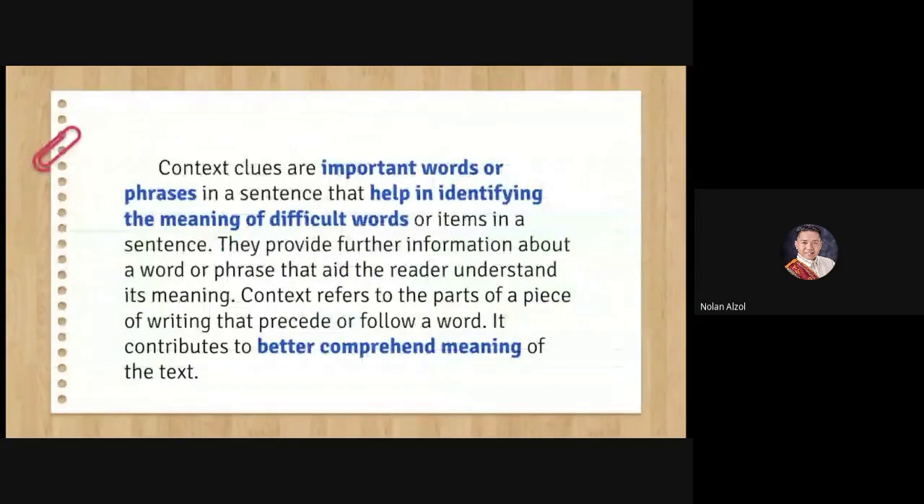Context clues are important words or phrases in a sentence that help in identifying the meaning of difficult words or items in a sentence. So simply, they provide further information about a word or phrase that aid the reader to understand its meaning. Context refers to the parts of a piece of writing that precede or follow a word. It contributes to better comprehend meaning of the text.